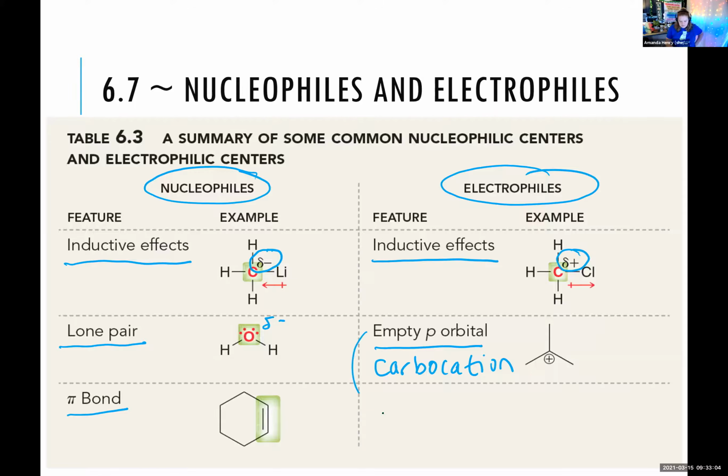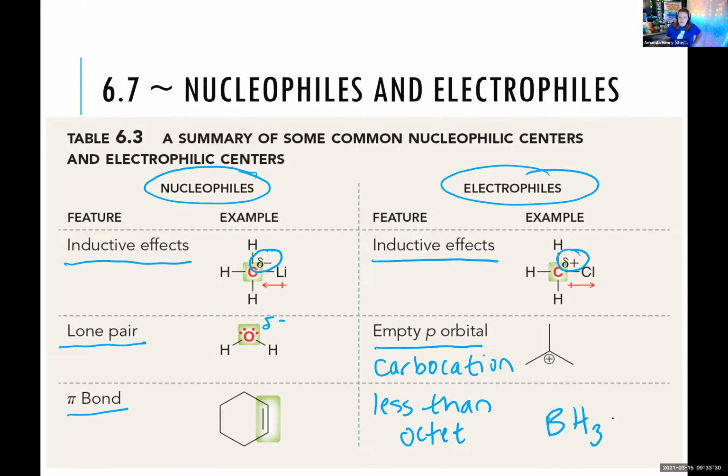And then something else that would fall in, well, we won't put an empty p orbital, we'll just put less than an octet. So it's not technically a p orbital. Something like BH3. I was going to tell you that it is kind of a p orbital, but kind of, not really. It doesn't quite do the same thing.